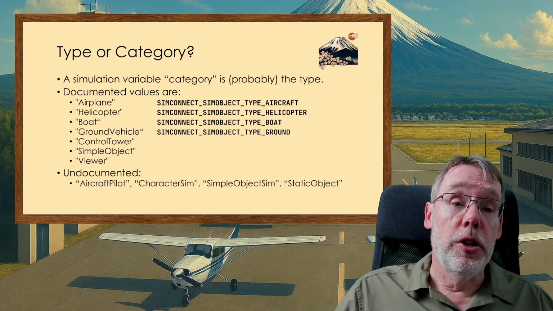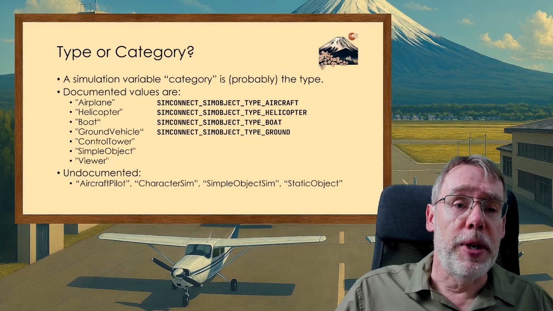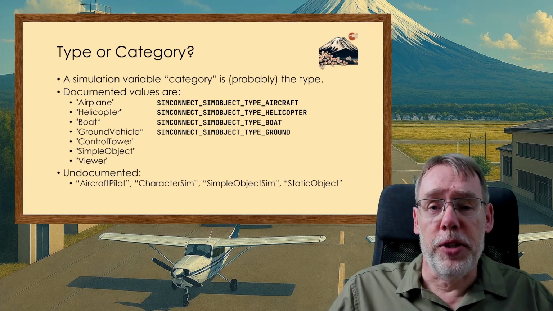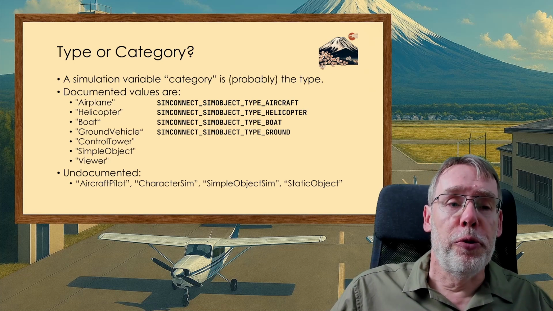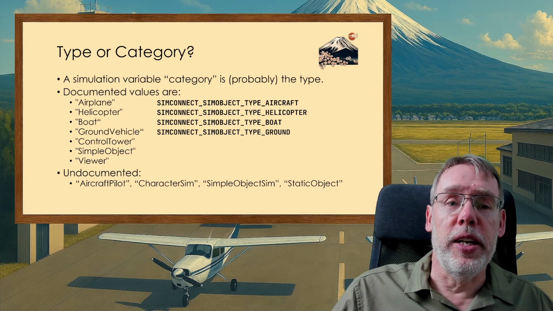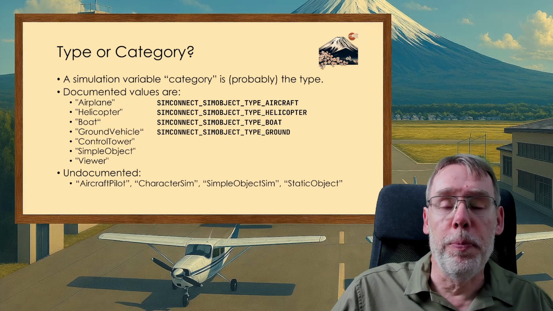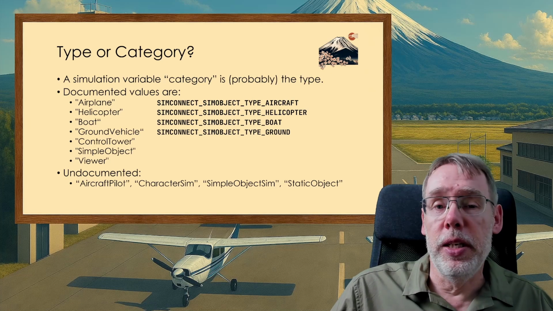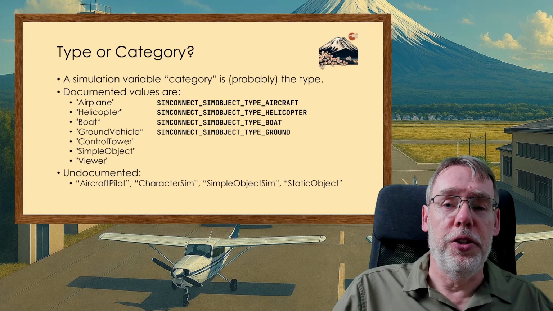Then there are also a number of values that I got returned when I did a test with it in 2024. I got some simulated values called aircraft, pilot, character sim, simple object sim, or static object, and I'm not sure what they are supposed to be or what they signify, although of course you could request the title and then see what kind of things they are. You will find that it might be walking people, it might be different animals, but simple animals, it might be things like a windsock.